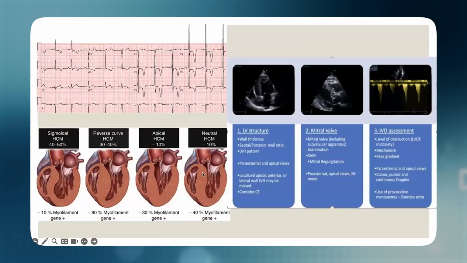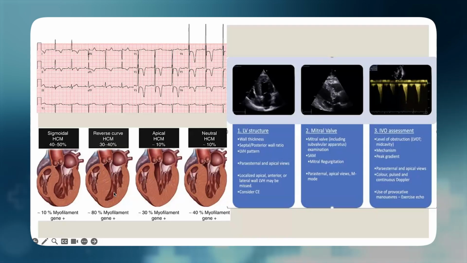See, these are the phenotypical types of HCM. This is the most common, which is called the sigmoid HCM, meaning there is asymmetric septal hypertrophy. The outlet portion of the septum is bulging. This is the most common. In 40 to 50% of the patients, this sigmoidal type of HCM is seen. And they are usually gene positive, MYH7 or MYBPC3 gene mutation positive.